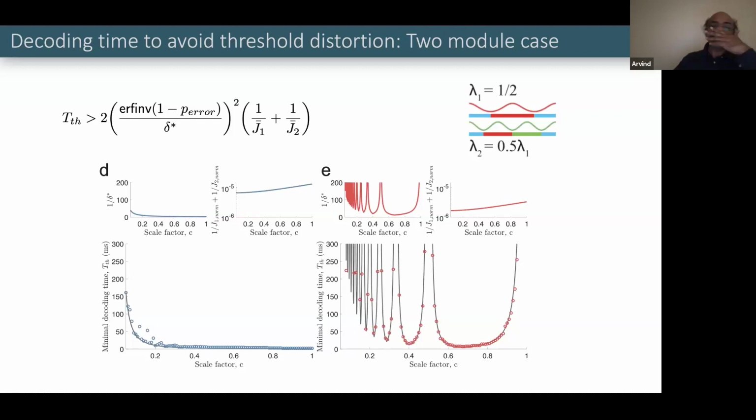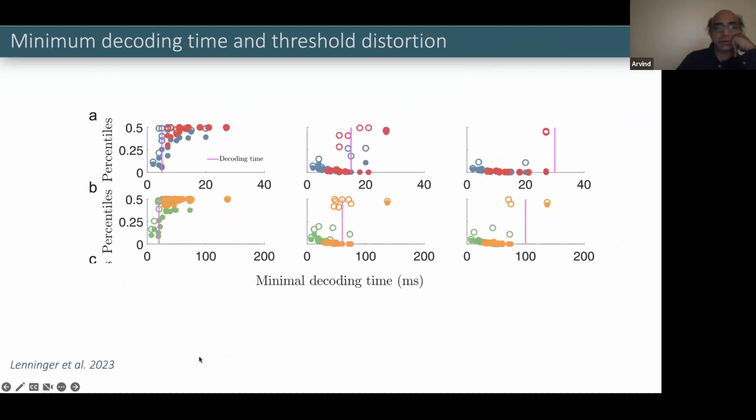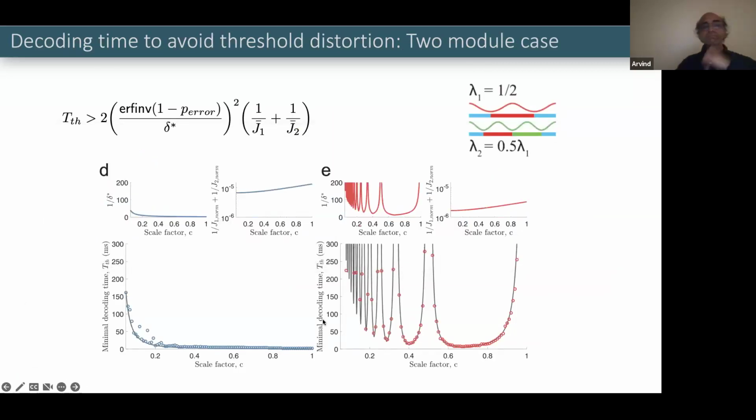So if we calculate this, the solid line here is this equation. For single peak and for multi-peak, what we are changing is the scaling factor for different modules. So as you go from here to this side, it becomes more and more periodic. And obviously, as you become periodic, you need longer and longer time to avoid threshold distortion. And obviously, this is improving Fisher information anyway. So as you give more and more time, that's fine, which is here.